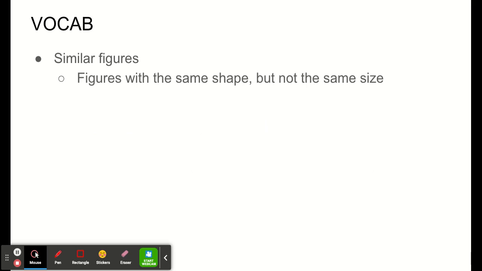Now for our vocab, we have the term similar figures. Similar figures are figures with the same shape, but not the same size. When you think about similar figures, think about if you had a picture on your computer and you click and drag the corner to make the scale of the picture larger or smaller. When you do that, you make it larger or smaller than the original picture, but it is still similar to the original picture because it doesn't get distorted. So you maintain that same scale.